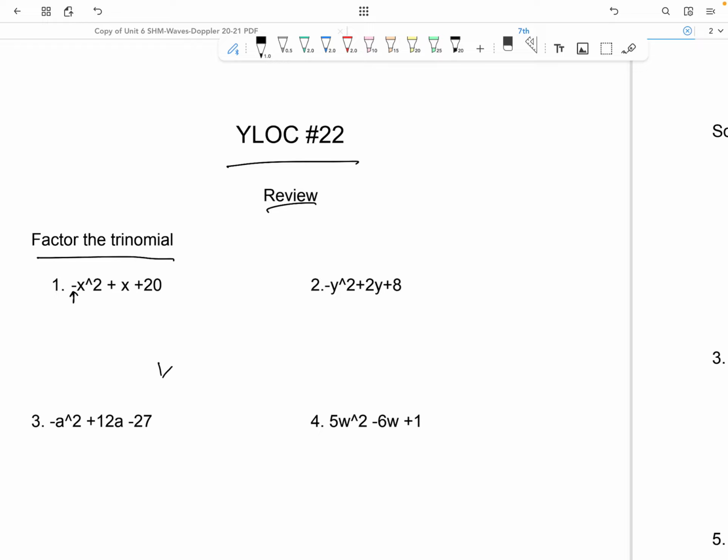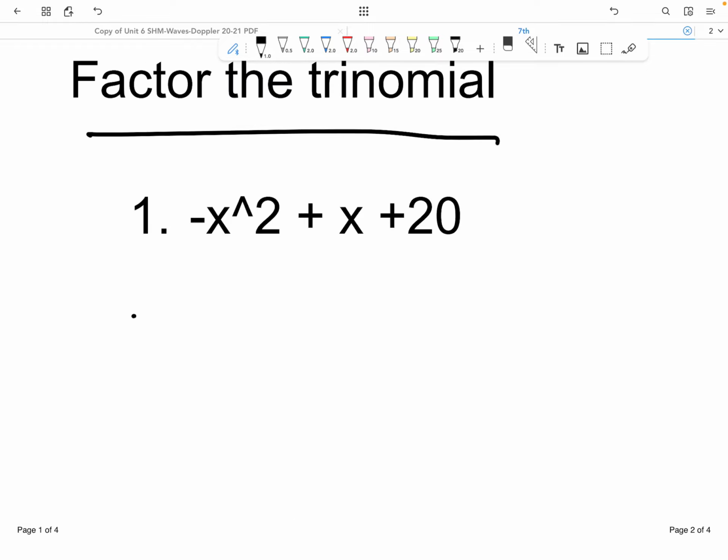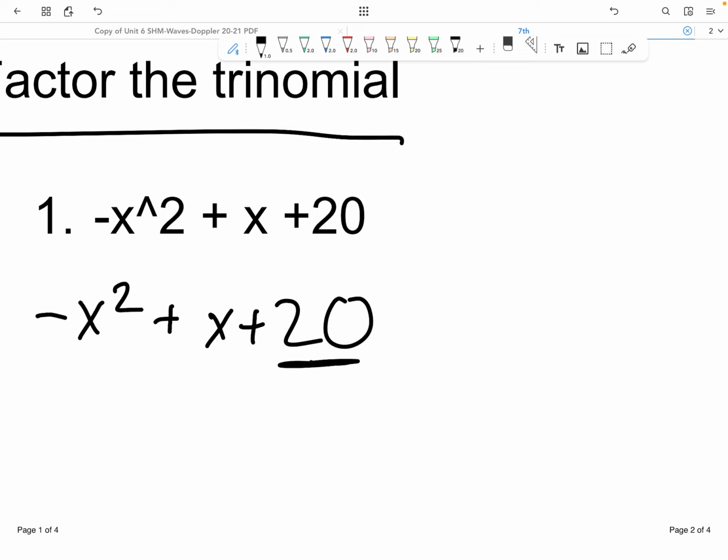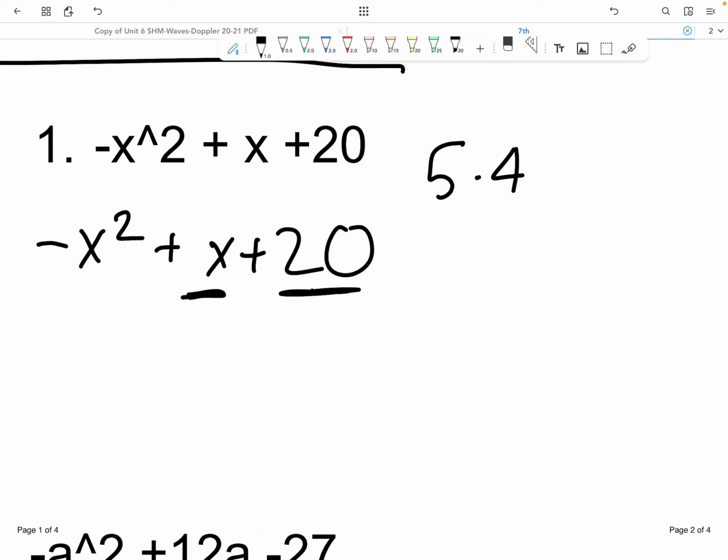Review. Factoring the trinomial. So we have negative x squared plus x plus 20. We know we're going to have to factor out this 20, and the most reasonable combination would be 5 times 4, since they have to sum to become x. Now, this one's a little bit tricky.